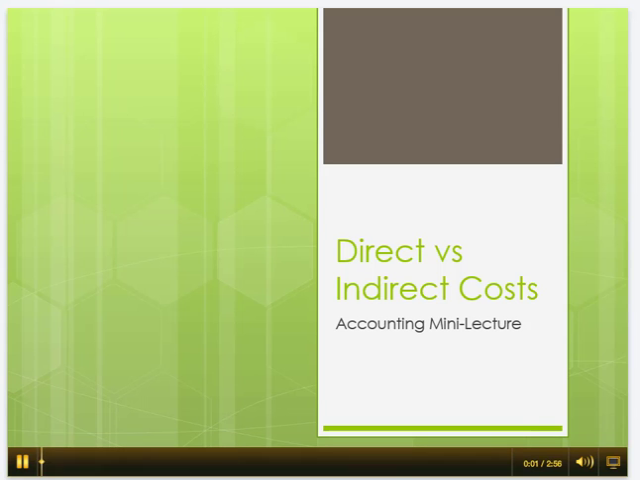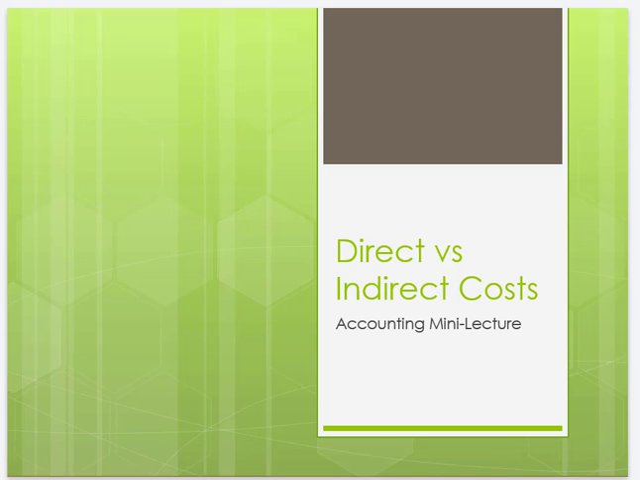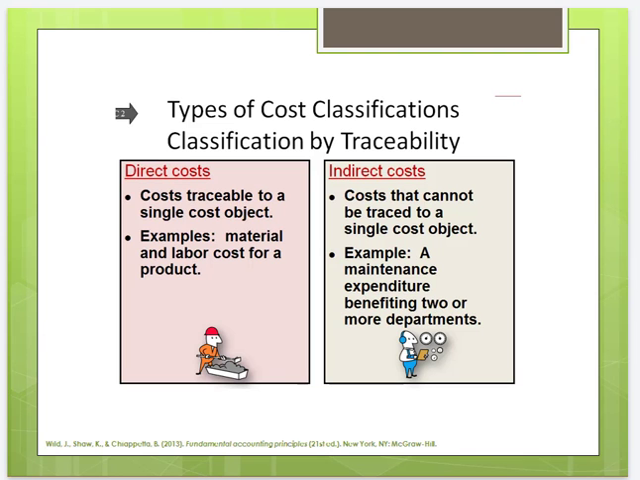This accounting mini lecture covers direct versus indirect cost. When we are classifying manufacturing cost, we have to determine whether they are direct cost or indirect cost.